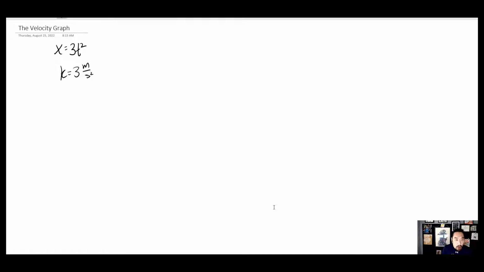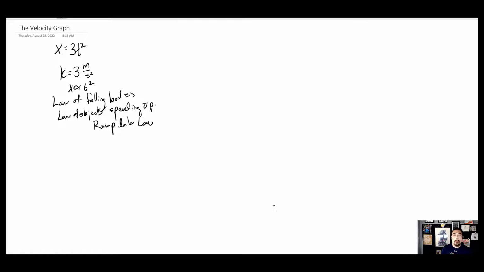Okay, and we found that the relationship is x is directly proportional to t squared, and we call this the law of falling bodies, aka the law of objects speeding up, which you might hear me refer to as the ramp lab law. All right, and from there, we got a position versus time graph, and our position versus time graph gave us a graph that looked something like this.